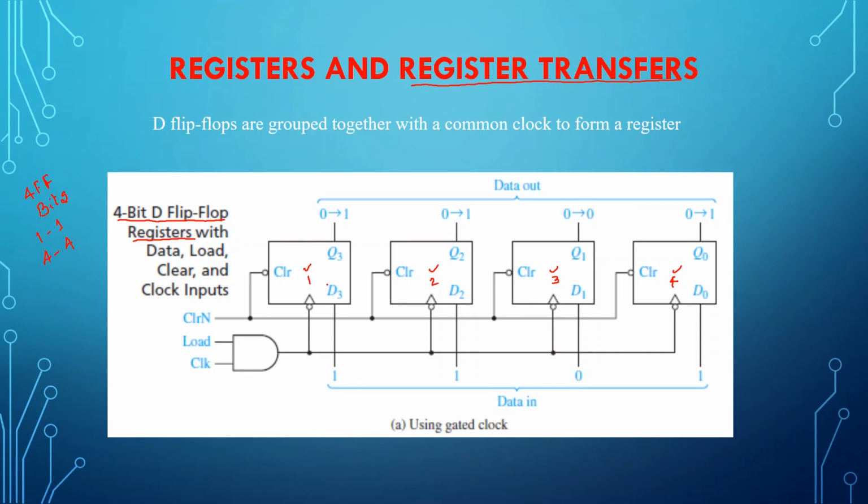Normal things, there is nothing else. As I said, my flip-flops will have additional inputs. You can see the clear input here. Your flip-flop needs a clock, so you can see the clock inputs here. Other than that, you can see the data inputs here, the data which are getting fed to the flip-flops.